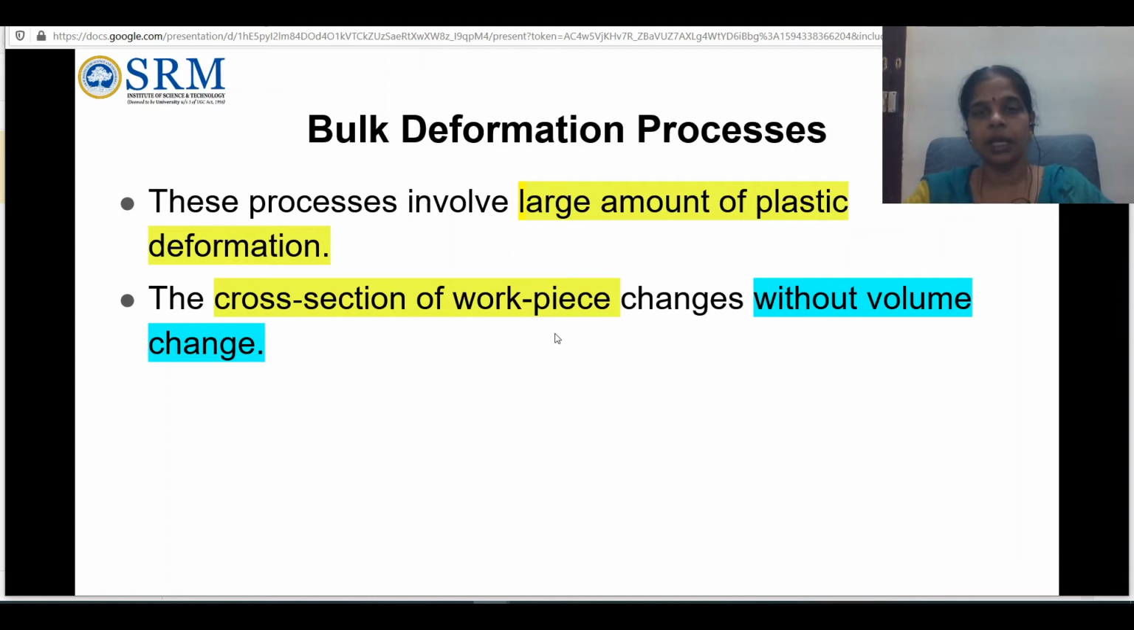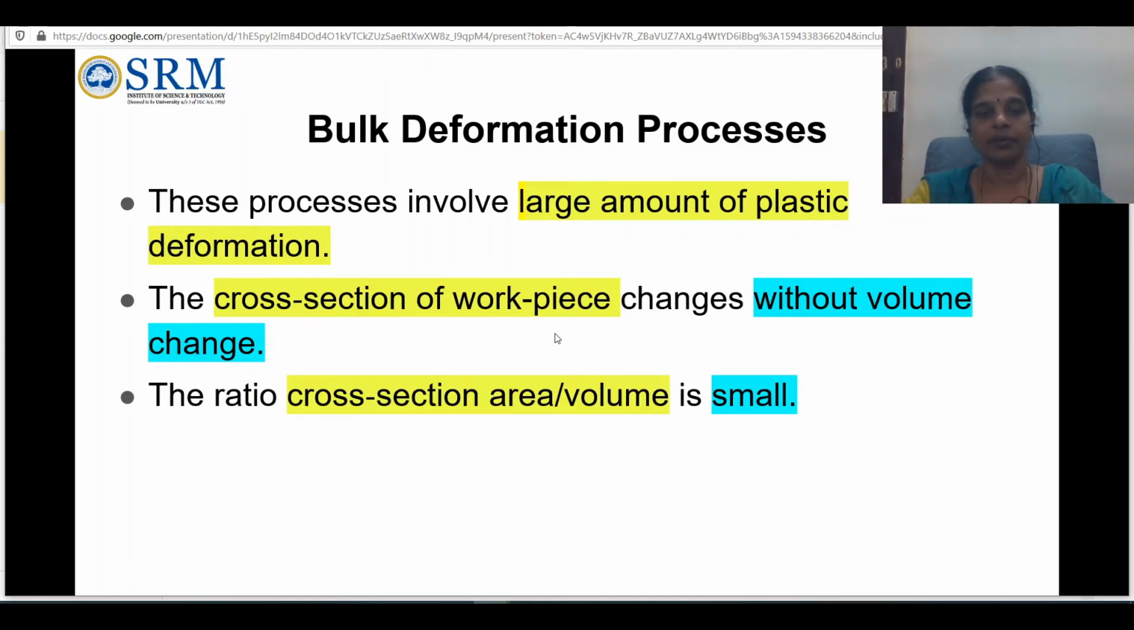For example, if I am taking a bar of 15 cross 15 centimeter and by applying a mechanical force on it, I am just changing the cross section of it. For example, from a square cross section, I am going to change it to either a rod or a rail, whatever it may be. Only the cross section of the workpiece changes without the volume change. So we are not removing any material, and we are just changing the cross section of it.